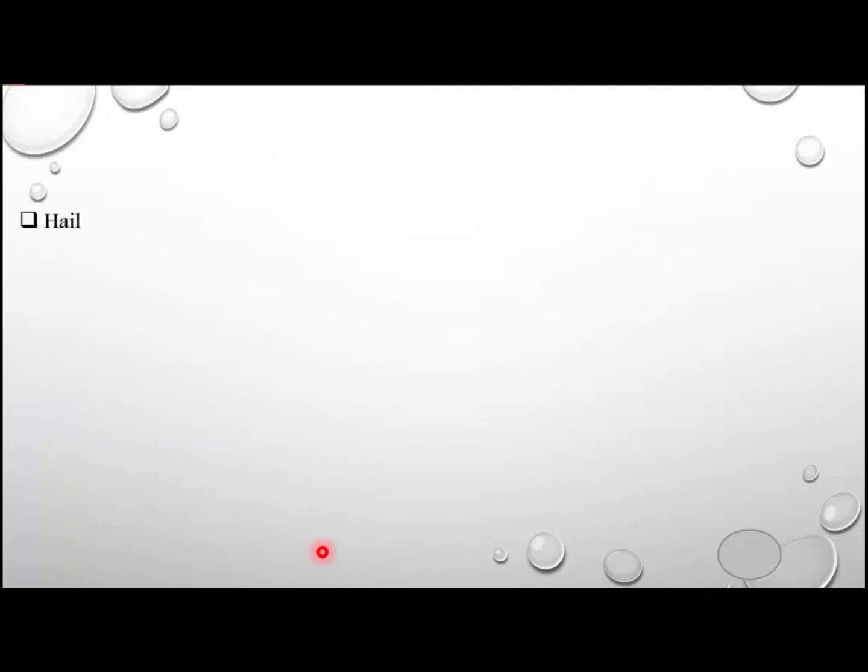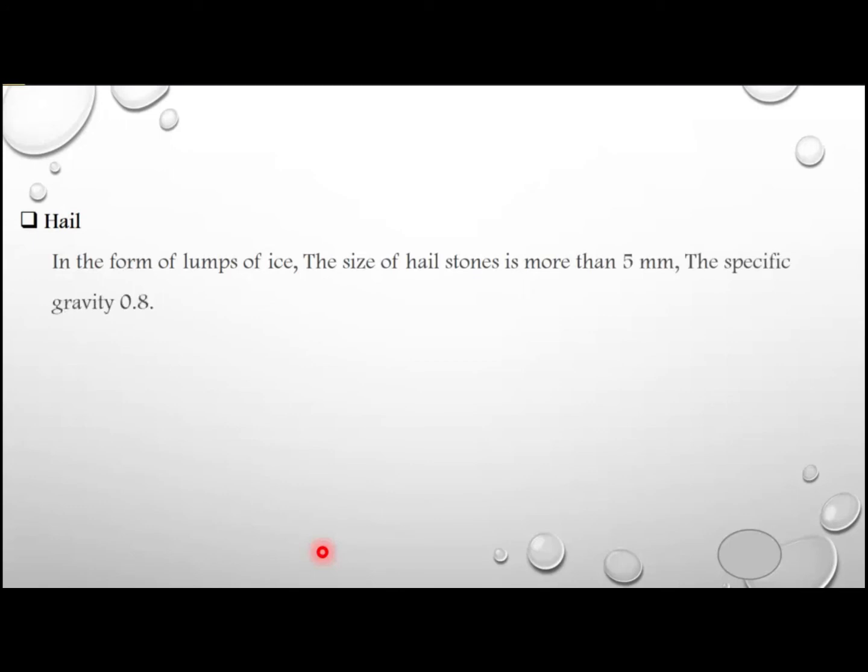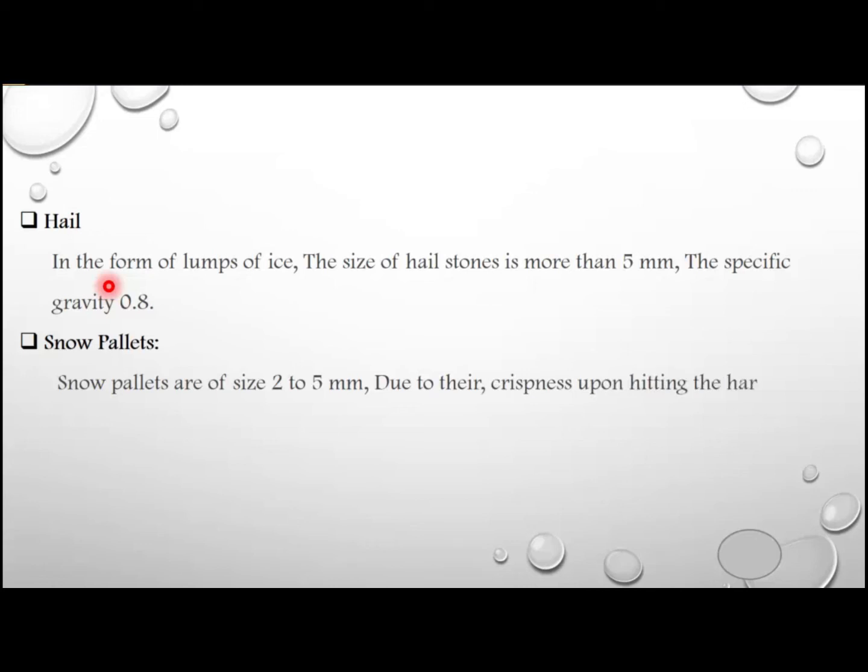The next form is hail. Hail means huge size pellets. It usually occurs in the case of heavy rainfall. Its size is greater than 5 millimeter and its specific gravity is 0.8. Next is snow pellets. Snow pellets are of size 2 to 5 millimeter. Due to their crispness, upon hitting hard ground, they often break up to form small pieces. So snow pellets are actually a smaller version of hail.